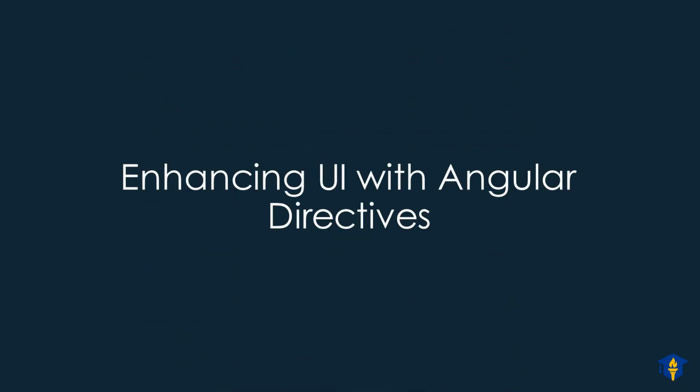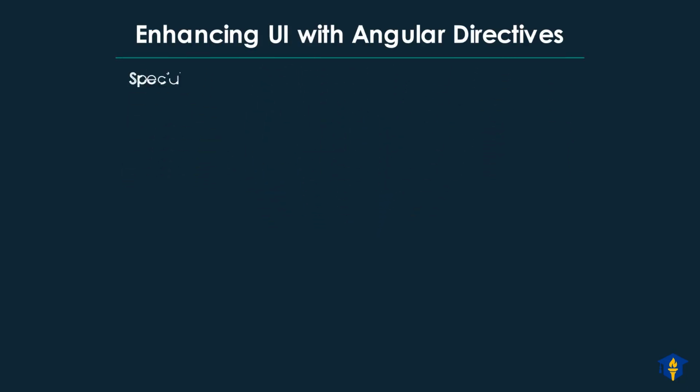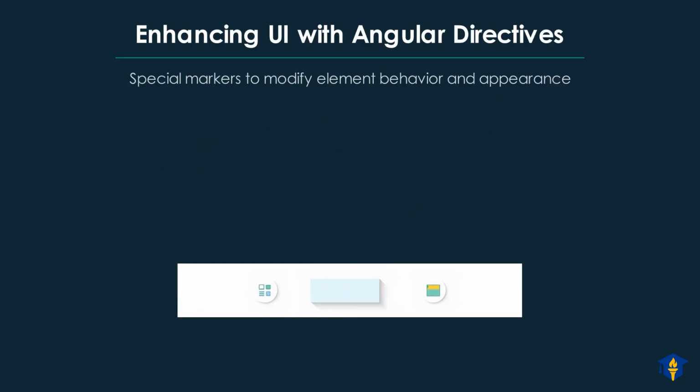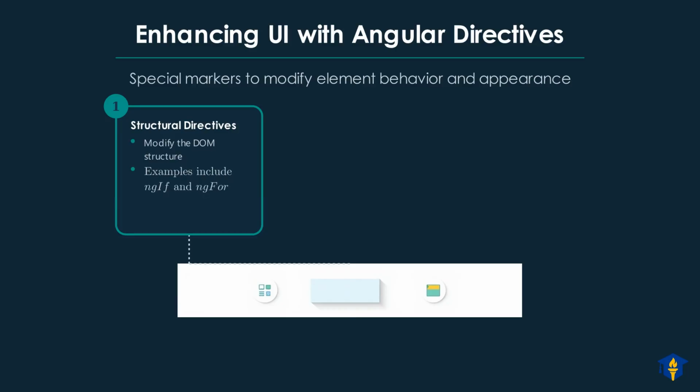We will now explore how to enhance your user interface using Angular directives. Directives are special markers that modify element behavior and their appearance dynamically. First, let us discuss structural directives, which affect the DOM layout. These directives modify the DOM structure by adding, removing, or manipulating elements. Common examples include ngIf for conditional rendering and ngFor for list rendering.